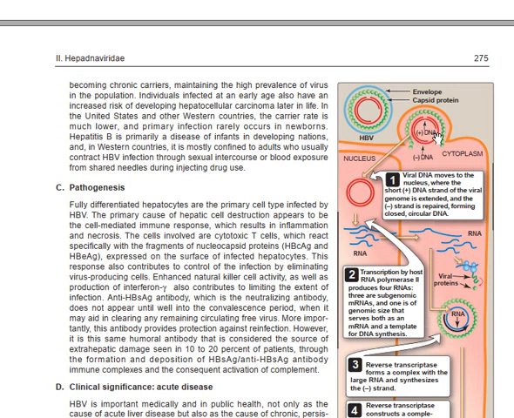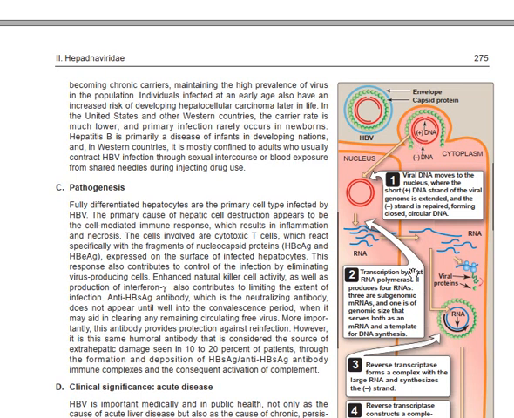Generally, this is the diagram of a hepatitis B virus. Inside, you have the plus stranded DNA, and outside, you have the minus stranded DNA. We need to know that in order to replicate this form of DNA, you are mostly going to replicate from outside to inside.